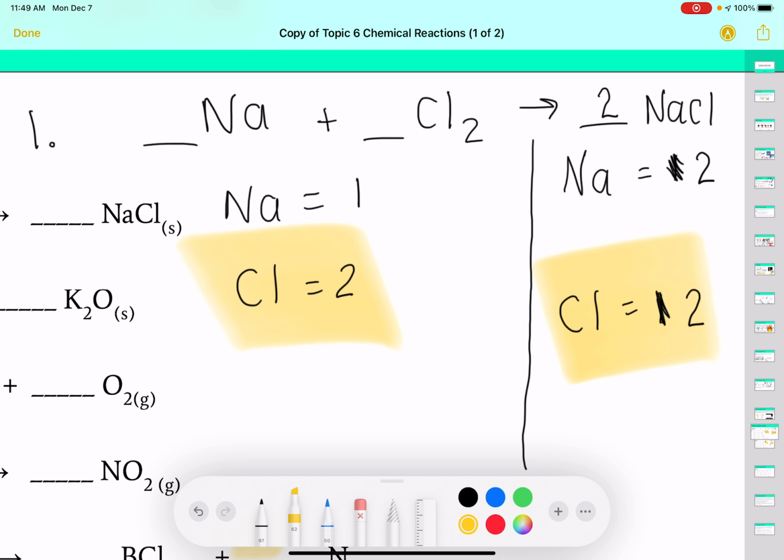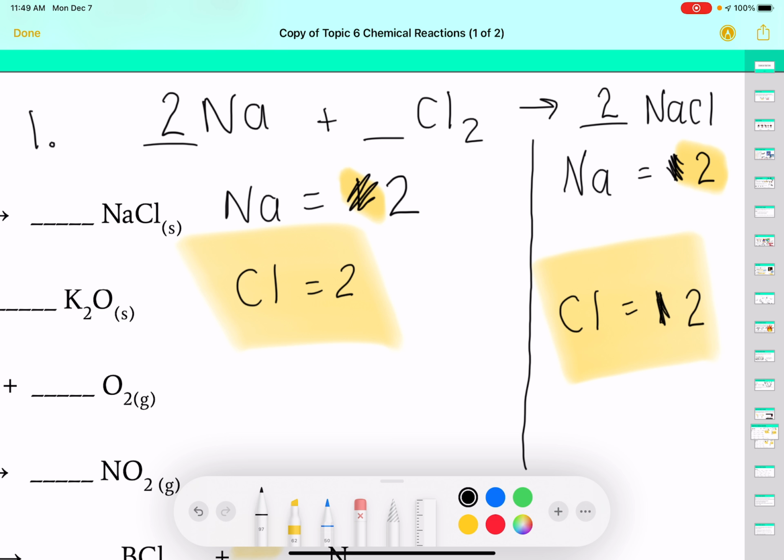But our NAs are not balanced anymore. Now we've got a 2 here and a 1 here. So we've got to do something about that. So now we go back to the left-hand side, and we need to get 2 NAs on the left. So to get 2 NAs, I'm going to put a 2 right here.